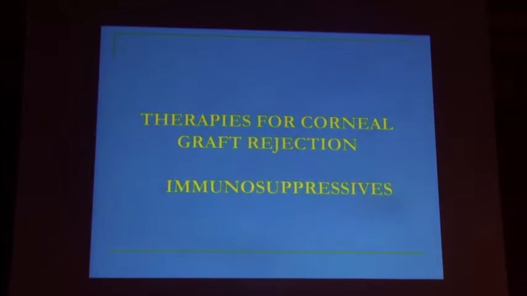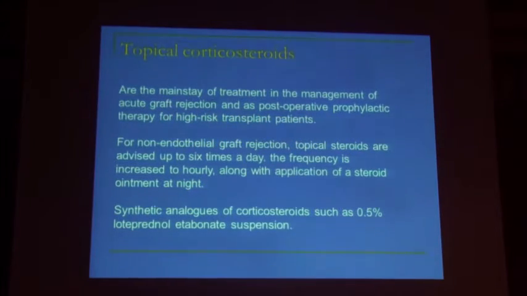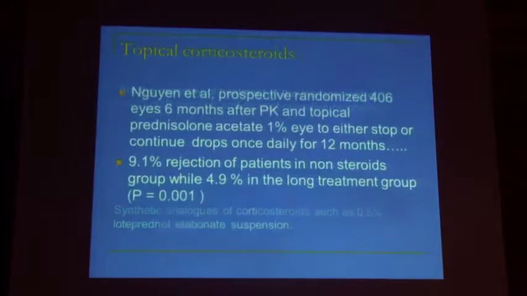What are the therapies for corneal graft rejection? It's the immunosuppressants. The most important one is the steroid. Topical steroid is the mainstay of treatment in the management of graft rejection and as postoperative prophylactic therapy in high-risk patients. For non-endothelial graft rejection, topical steroid could be used 6 times per day or increased to hourly, with a bedtime ointment of steroid. But for a patient at risk of increased intraocular pressure, we should use the synthetic analog of corticosteroid, loteprednol, which has less significant increase in intraocular pressure and cataract formation.